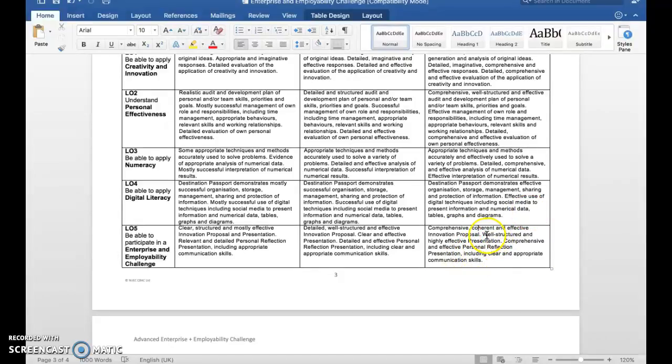If you put effort into your presentation, well-structured and highly effective presentation of your innovation proposal, so that's how well you communicate, how well you talk, how well it's put together. Is it rehearsed? Is it practiced? Or are you just standing in there looking at the floor mumbling? Okay, you're going to be right down in here if you do that.